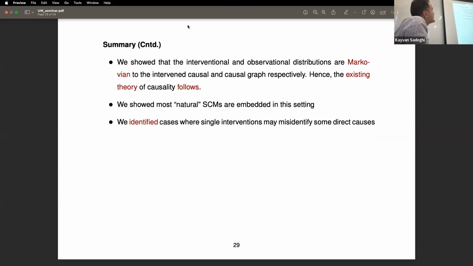So our main result is that interventional and observational distributions under these axioms are Markovian to the intervened causal graph and the causal graph we made. And therefore, the existing theory of causality that relies on this Markov property follows. We showed that most natural structural causal models are embedded in this setting. And we identified cases where single interventions may misidentify some direct causes. Yeah, okay, thank you very much.